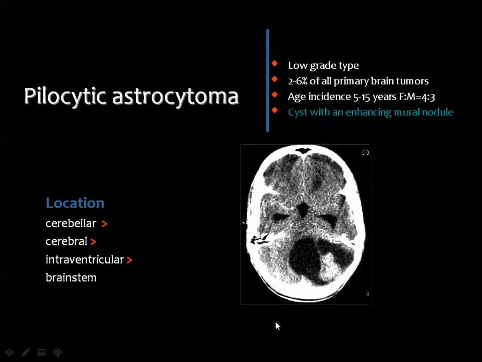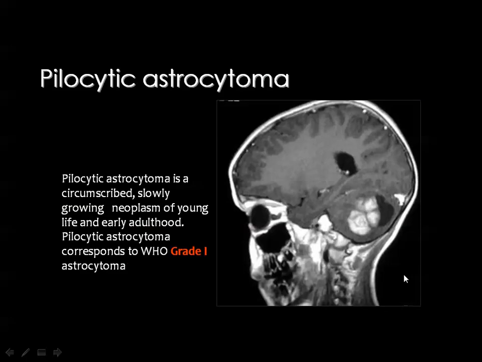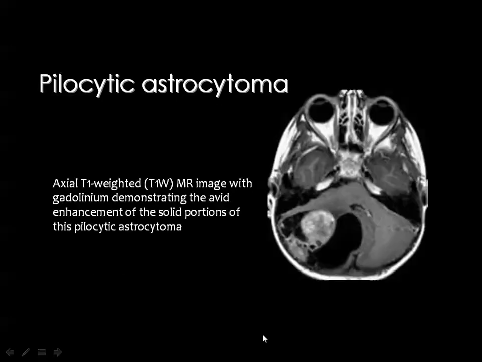Pilocytic astrocytoma, we have mentioned a lot about this tumor, which is a common lesion occurring in the posterior fossa, characterized by a cyst with an enhancing mural nodule. And you remember that the cyst may contain septations, and the nodule may occur in one of these septa. Then the pilocytic astrocytoma is a common lesion in the pediatric age group in the posterior fossa, showing a cystic component and an enhancing solid mural nodule.